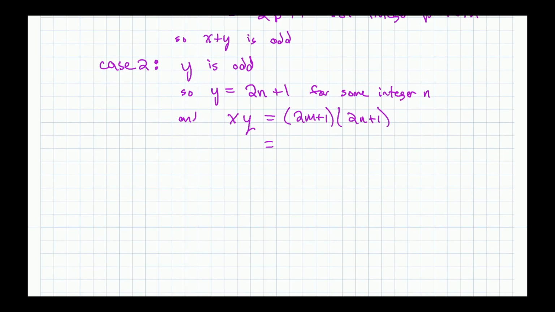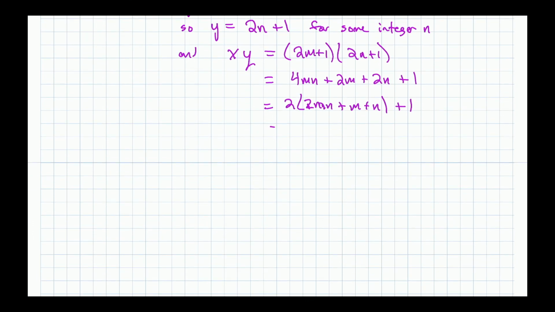Multiply that out. I think we've actually done this before. It's going to be 4mn plus 2m plus 2n plus 1 when you FOIL it out. We can factor a 2 out of those first three terms: 2(2mn plus m plus n) plus 1. And that could be 2p plus 1 for an integer p.